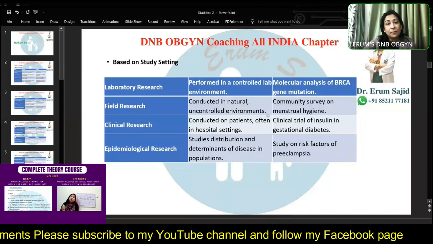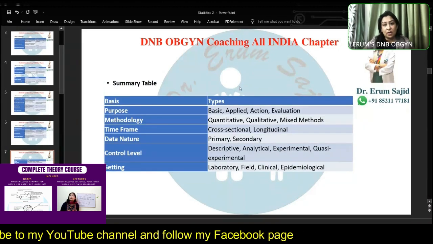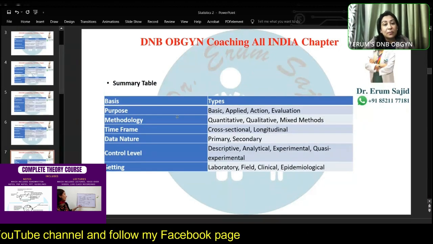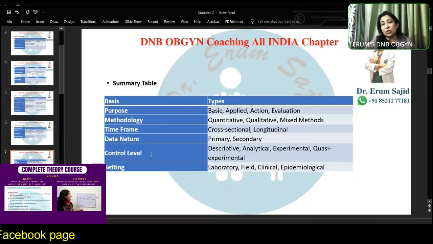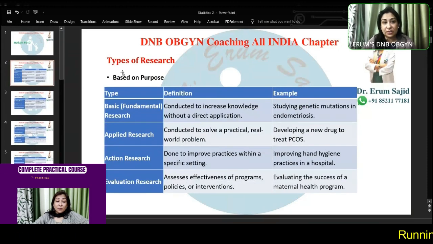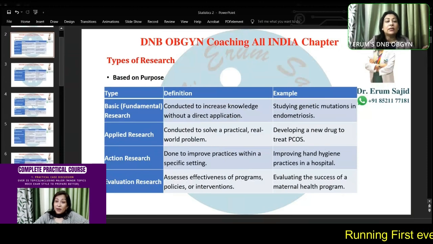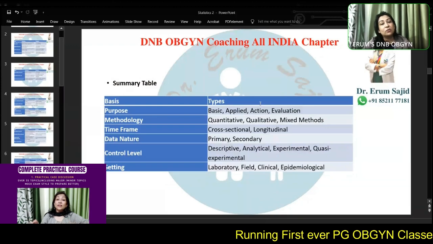Are you with me, guys, so far? Any further questions? This is a summary table, so you can do it in one. That means purpose, methodology, time frame, data nature, control level, and setting, where it is being done. These are the fundamental factors which describe the types of research, which was the question. And here I described to you the different types of research. All right, guys, are you with me so far?